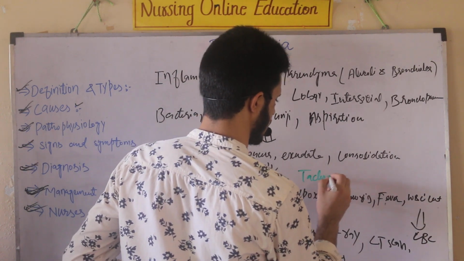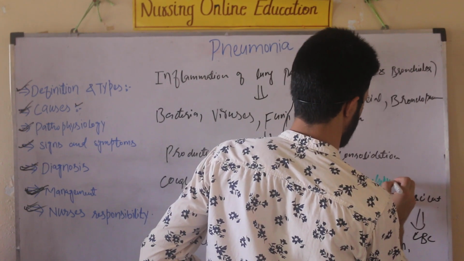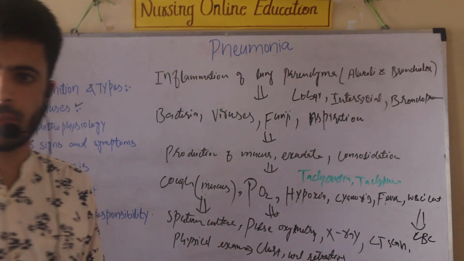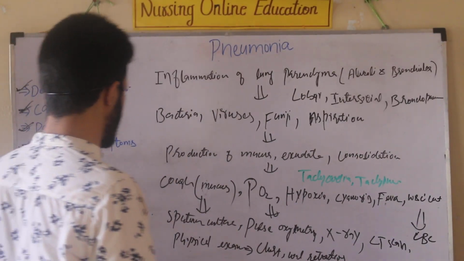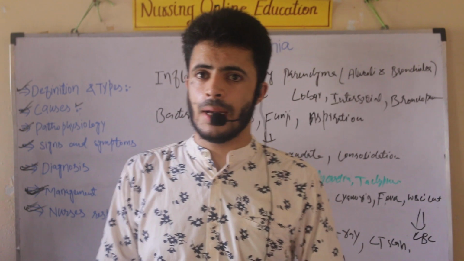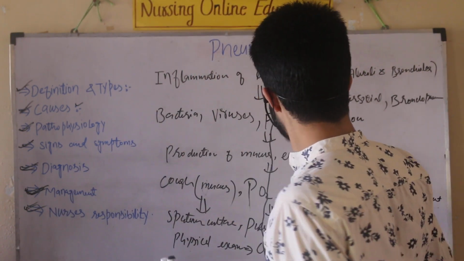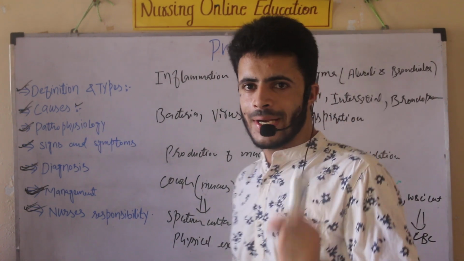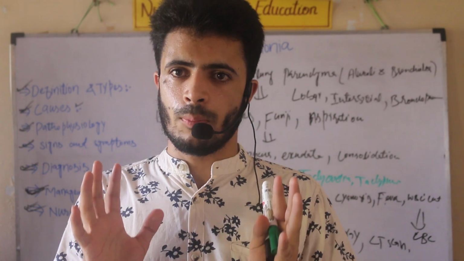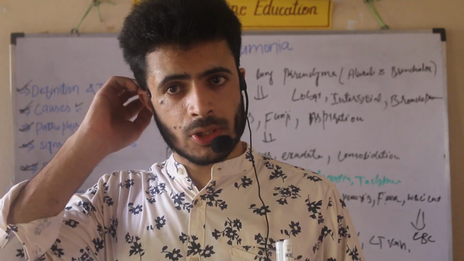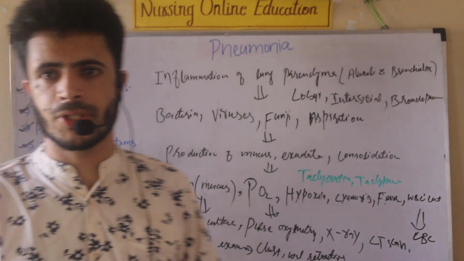So tachycardia and tachypnea should be assessed by monitoring the vital signs. So this was all about the nurse's responsibility. Bed rest, medication at the proper time, assessing the vital signs of the patient, providing oxygen by means of mask if there is a need. If the patient is not having the proper partial pressure of oxygen in the blood, that means we should provide oxygen to the patient.